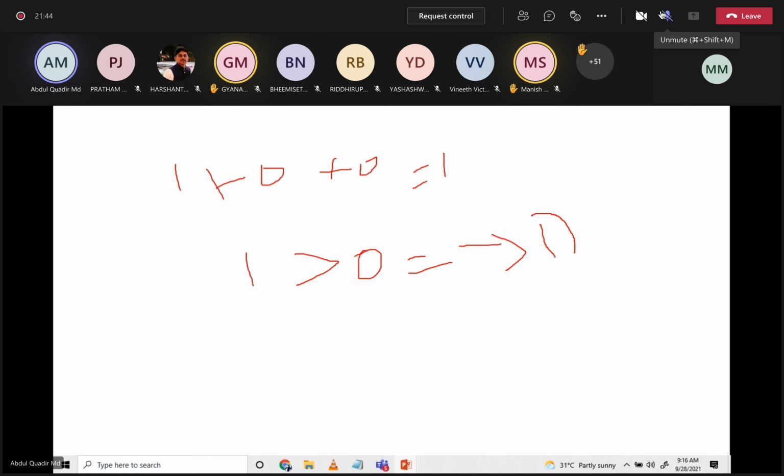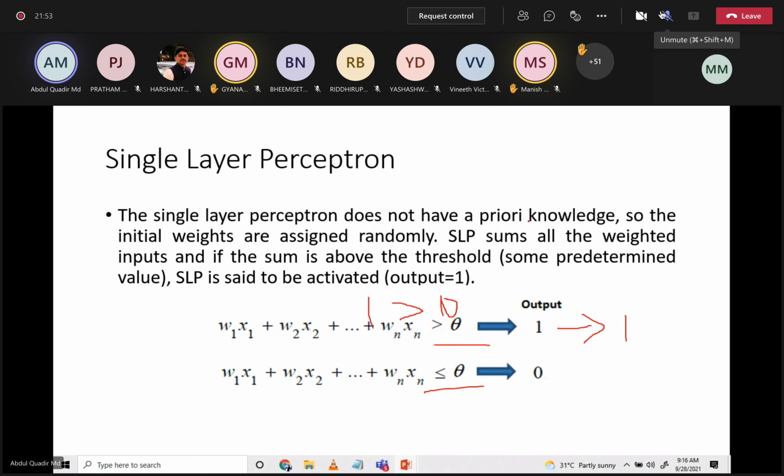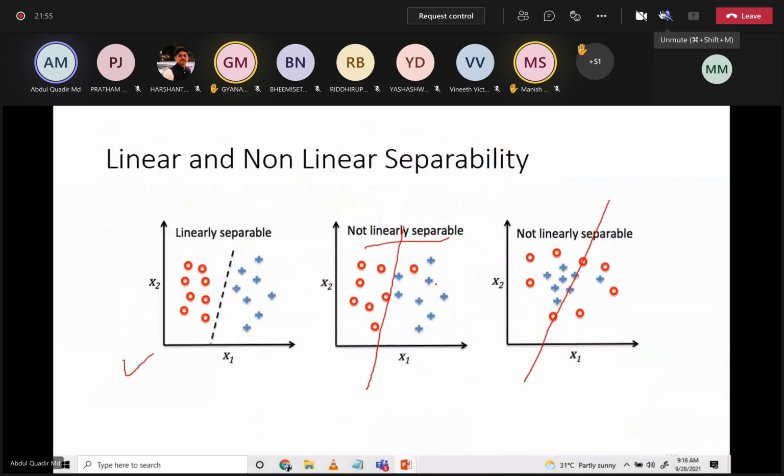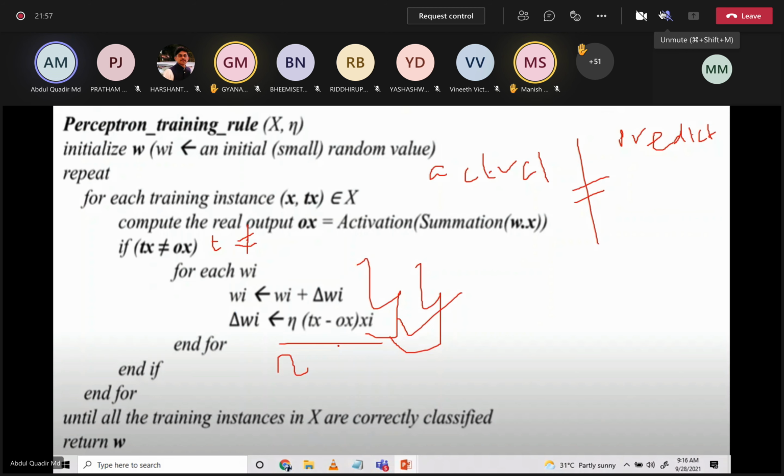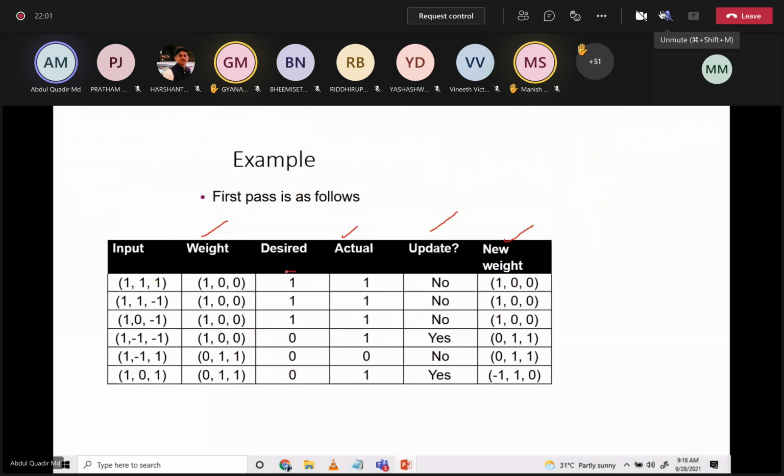Now, after the activation function fires 1, we are going to compare with the target value. What is the target value? Target value is the desired value. Desired value, target value, whatever you want to call it, we are going to compare.